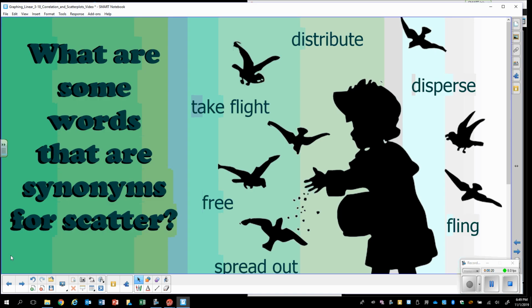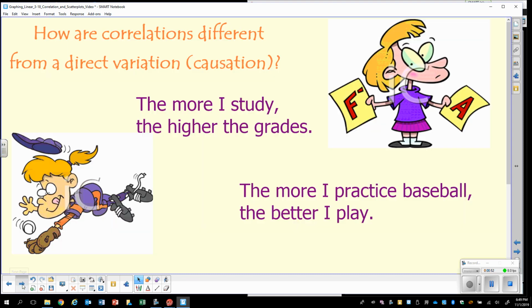When we hear the word scatter, we tend to think of words such as distribute, or to take flight, to disperse, to free, to fling out, to spread out. When we're making a scatter plot, we're thinking of this word scatter, and we're taking all of this data that has been spread out, that's been dispersed, that's been flung out, and we're collecting it and putting it into a graph so that we can talk about the type of relationship that it has. This relationship is called a correlation.